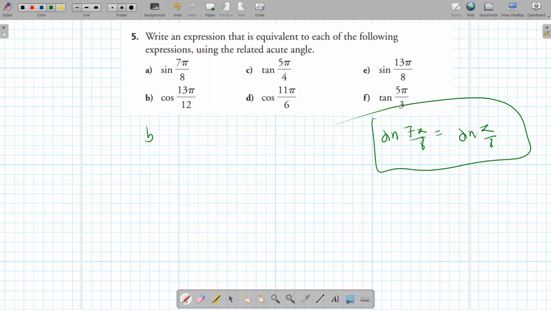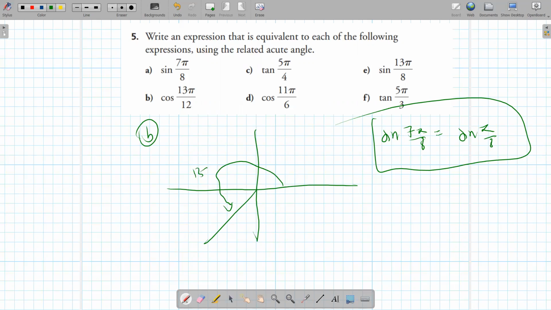Okay, let's look at B. So 13 pi/12, take my word, it's in quadrant 3. What's going to be the related acute angle? It's going to be pi/12, right? So this means cosine, and again, cosine is negative in this quadrant. Yeah, negative, exactly. So cos of 13 pi/12 is the exact same thing as negative cos of pi/12. If it was tan 13 pi/12, it would be positive tan pi/12.